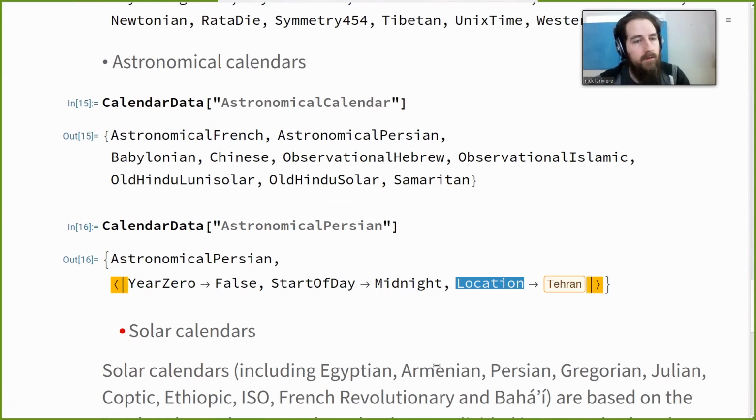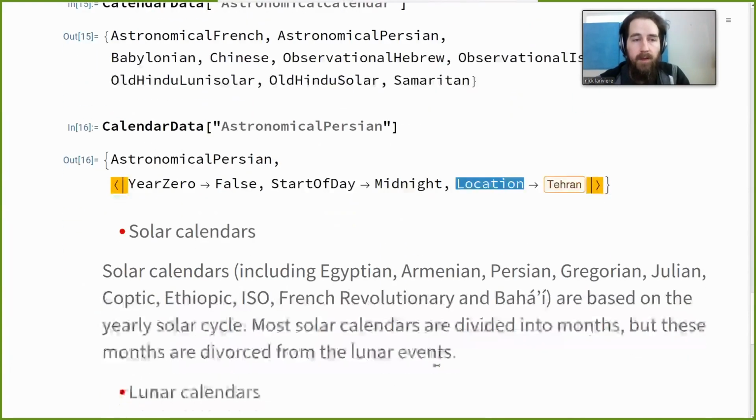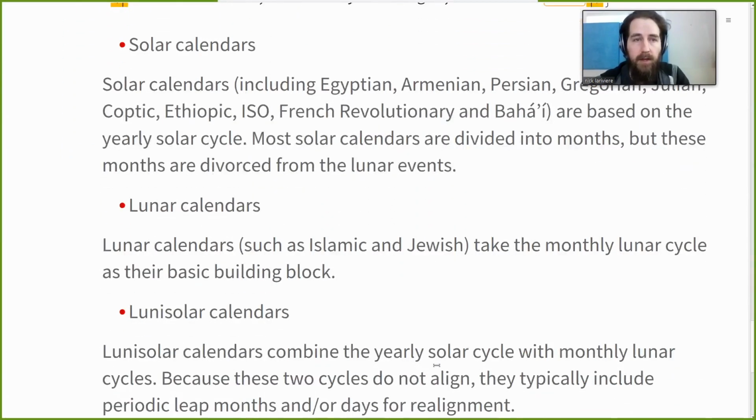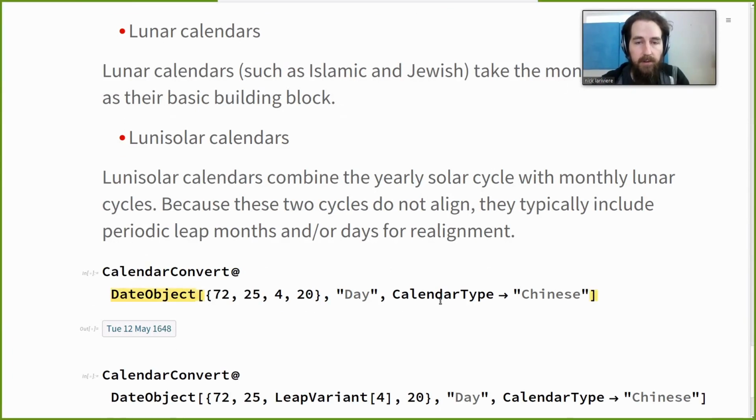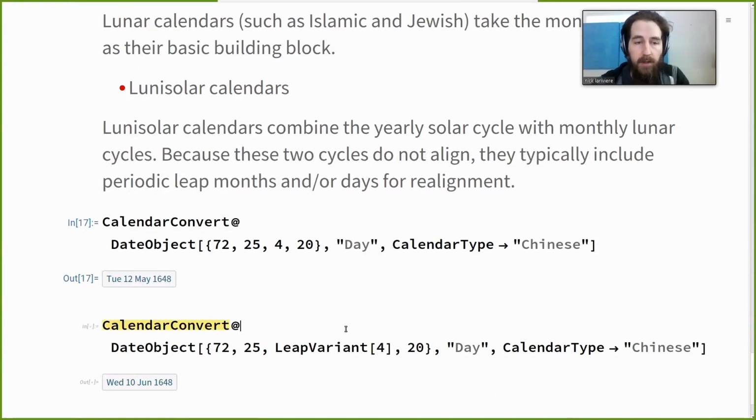Within both astronomical and arithmetic calendars, there are also subdivisions in terms of whether a calendar is a solar calendar, a lunar calendar, or a lunisolar calendar. Basically, a solar calendar is fundamentally based on the cycles of a solar year. So the main unit of measure is how long it takes the Earth to rotate around the sun. A lunar calendar is based on a monthly lunar cycle rather than a solar cycle, and a lunisolar calendar is a combination of the two. So the years are based on a circuit around the sun, and the months are based on a full rotation of the moon around the Earth, but those two cycles don't actually align very well. And so lunisolar calendars typically have some sort of periodic leap month or leap day to realign the two calendars together.